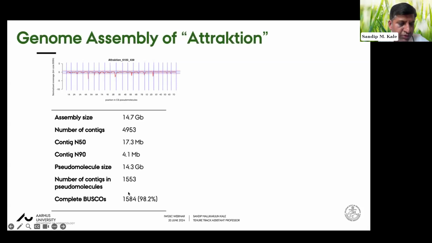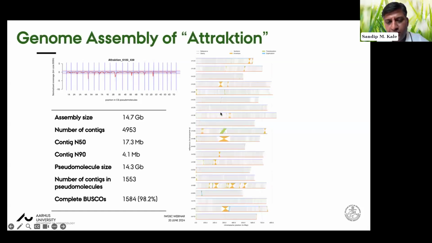And then using BUSCO analysis, we found that 98% of full-length genes can be captured in this Attraction assembly. We also performed synteny analysis with the Chinese Spring assembly, and we found overall good collinearity between the two assemblies. But we also identified some rearrangements, for instance, here the inversion on 4B, but also on this 4A.